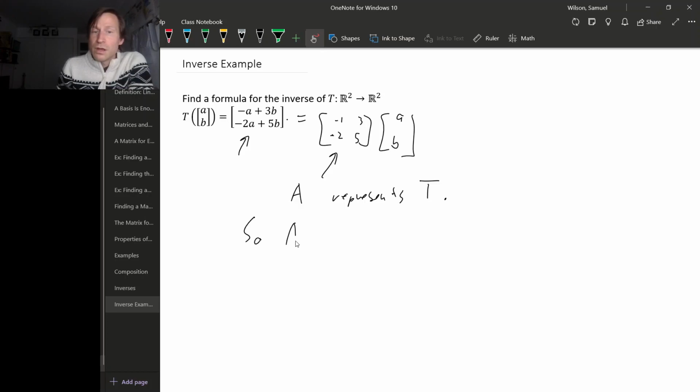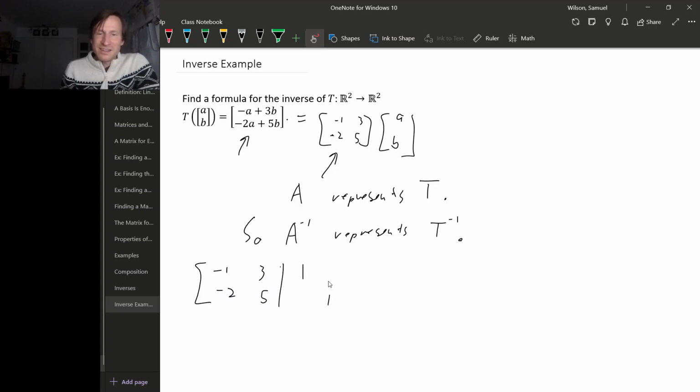So if we want to find the inverse, we just need to find the inverse matrix for A, because A inverse represents the inverse function, if there is such an inverse function. If T isn't invertible, then when we try to find A inverse, we will fail. But we can at least try to find the inverse. So let's see, -1, 3, -2, 5. Augment with the 2x2 identity. And do our row reductions.